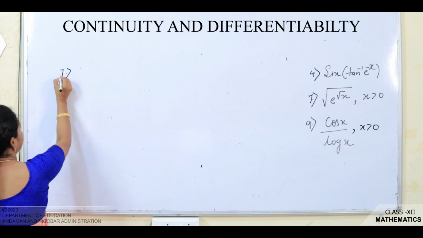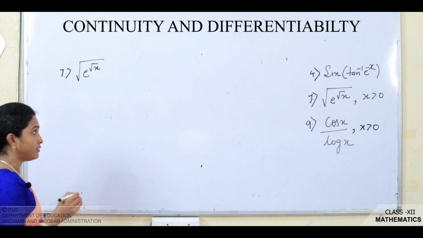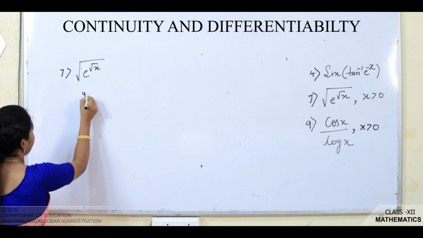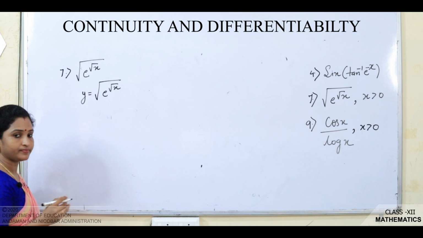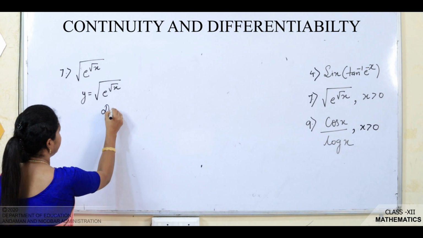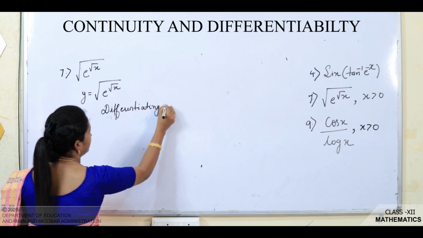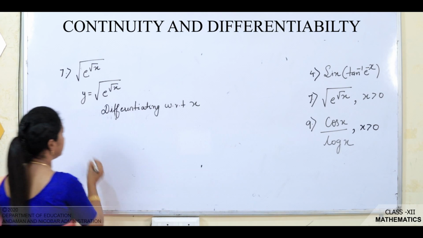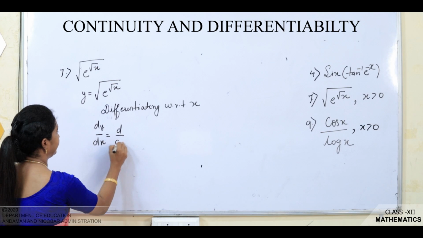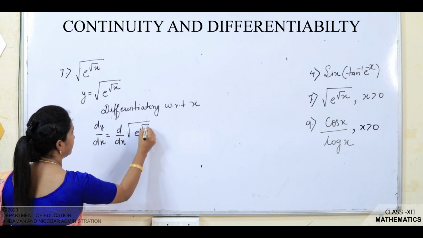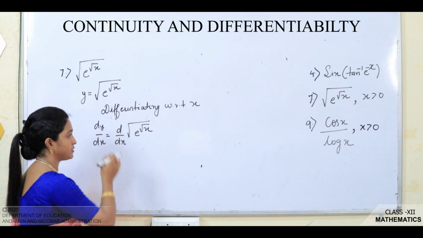Seventh one, root over e power root x. Clear? So, here you have to take y is equal to root over e power root x first. Then what you will do? Again differentiating with respect to x. When you differentiate, you are going to get dy by dx is equal to d by dx of root e power root x. Now, how you are going to differentiate root of e power root x?